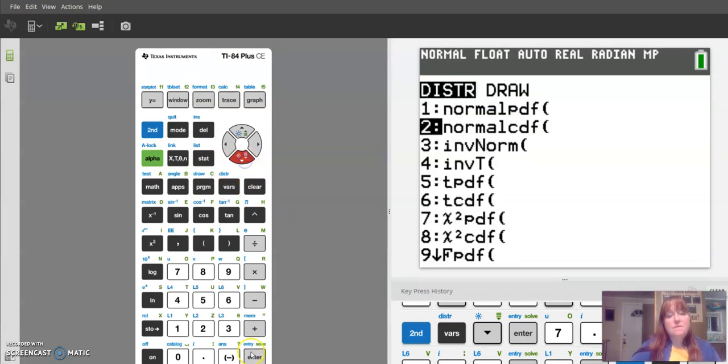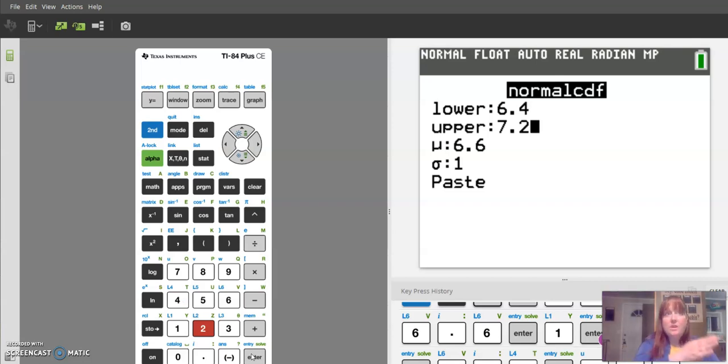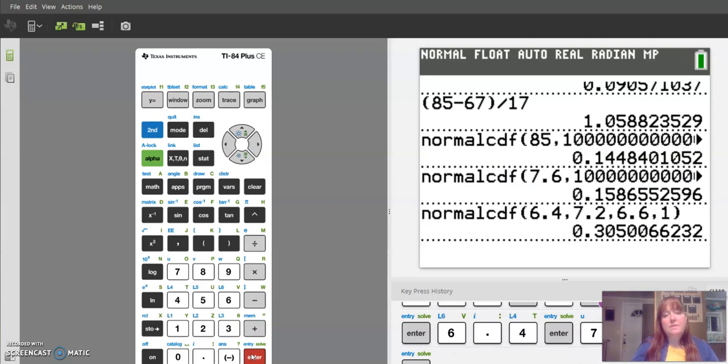Norm CDF. Our lower bound in this point is 6.4 and our upper bound is 7.2 because we're going from 6.4 to 7.2. We have the same mu and sigma, paste. All right, so we get 30.5%. So remember, this is a decimal that represents a percentage, so we've got to move the decimal place.